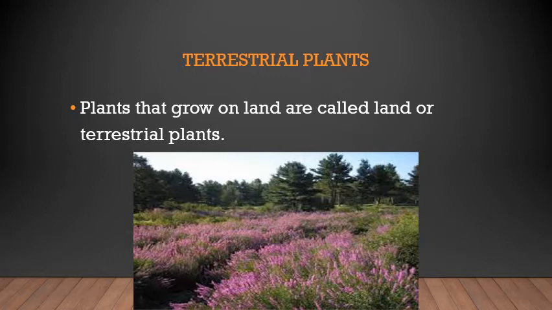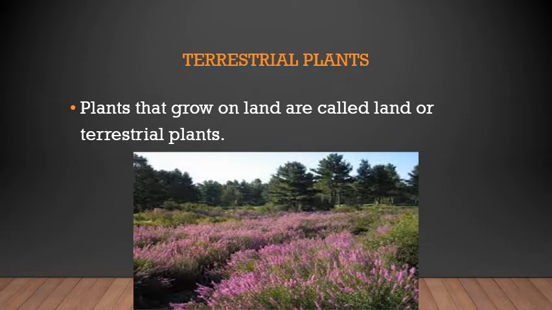Where do we walk? We walk on the land, right? Like that. Can we walk on the water? You think you can walk on the water? No, we will drown if we try to walk on the water. So, plants that grow on the land are called terrestrial plants. Now, terrestrial plants only, children.